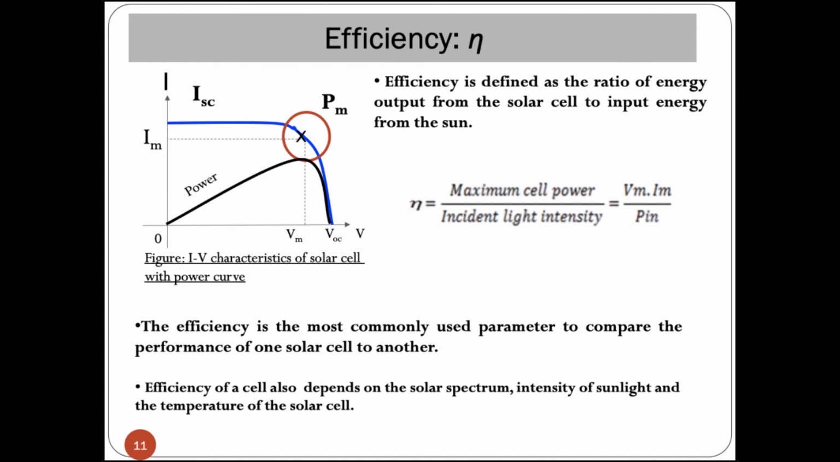The efficiency of a solar cell is defined as the ratio of energy output from the solar cell to input energy from the sun. Mathematically, we can define the efficiency eta is equal to Vm into Im divided by Pin, where Vm and Im are the maximum voltage and current as mentioned earlier. Pin is the energy input from the sun.